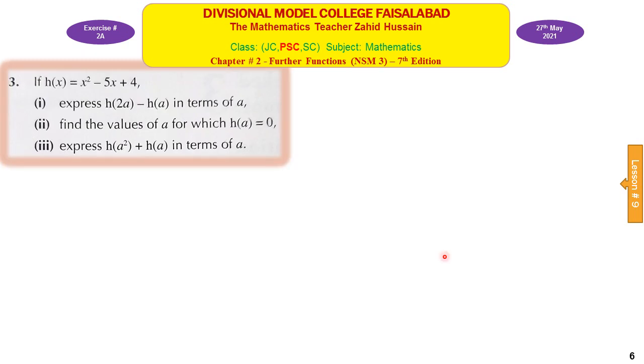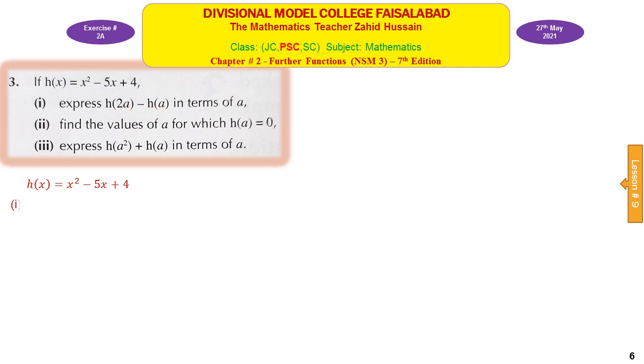This is question number 3. In this question, function is given h of x is equal to x square minus 5x plus 4. In first part, you are asked to express h of 2a minus h of a. Simple. You have to subtract these two values, the value of h at x is equal to 2a and value of h at x is equal to a.